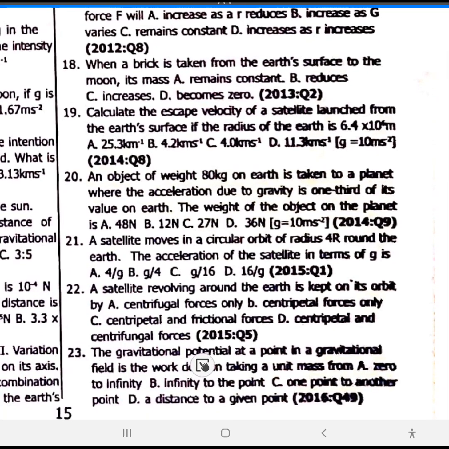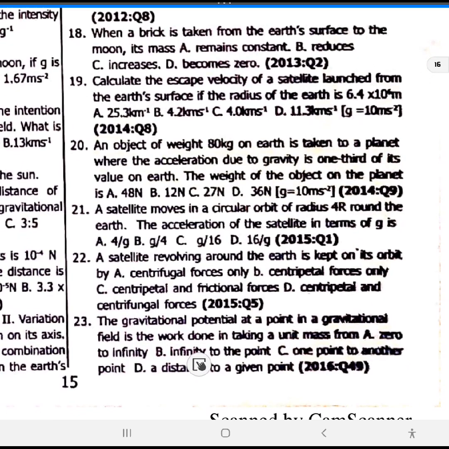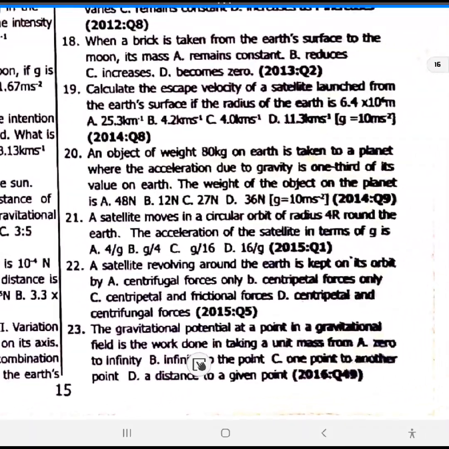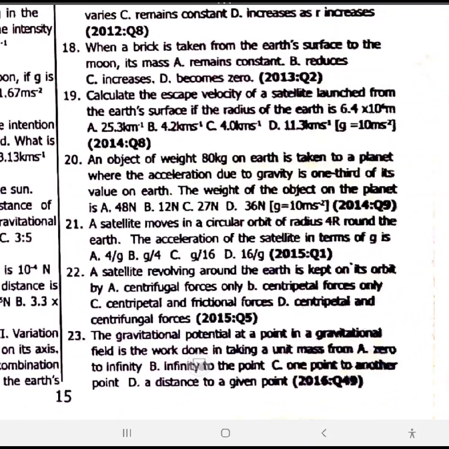23. The gravitational potential at a point in a gravitational field is the work done in taking a unit mass from infinity to the point. A lot of students would always ask me, sir, what do they mean by infinity to a point? Most times you might come across infinity to that point, it is the same thing. So number 23 is option B. Infinity to the point. I might explain that one separately also. I was trying to be careful with time.